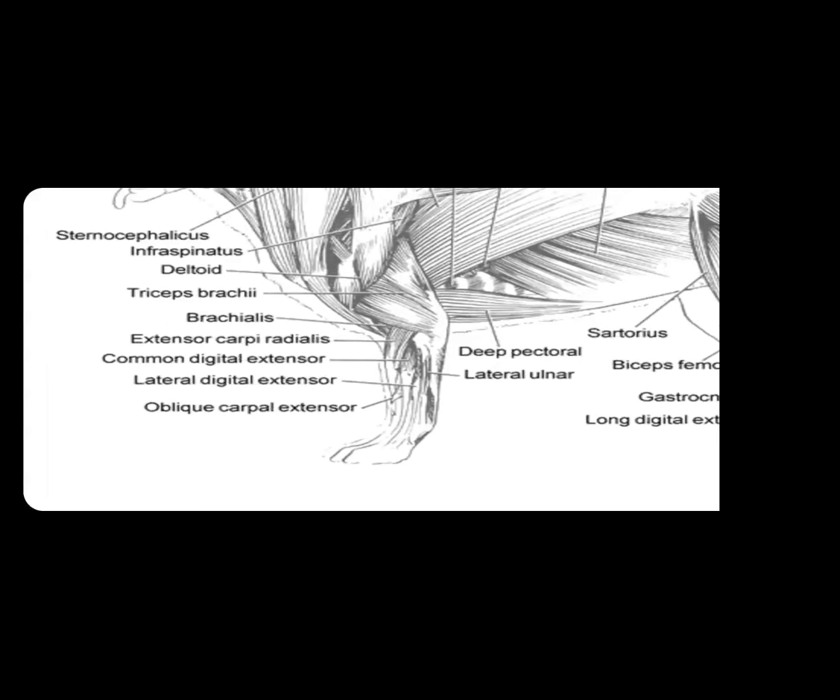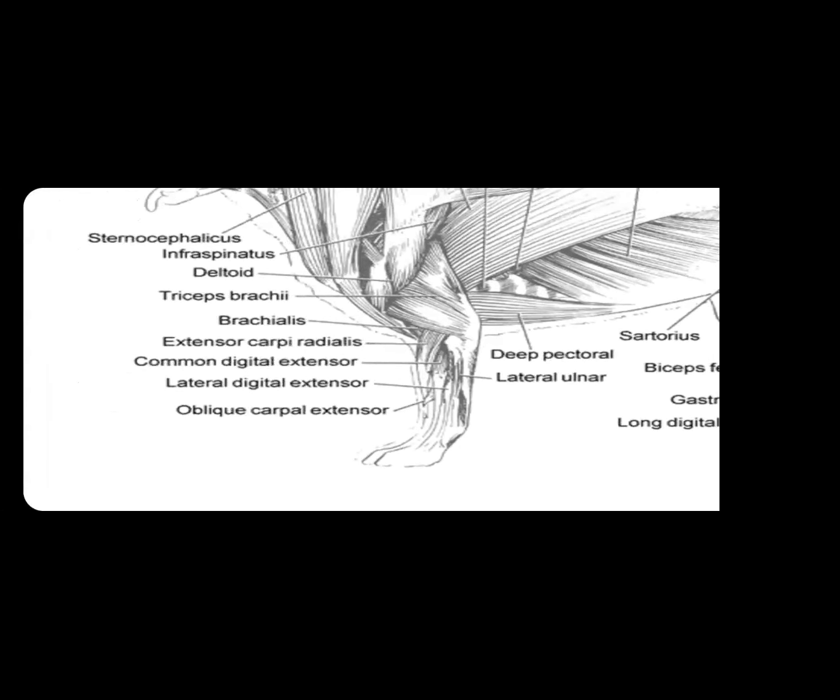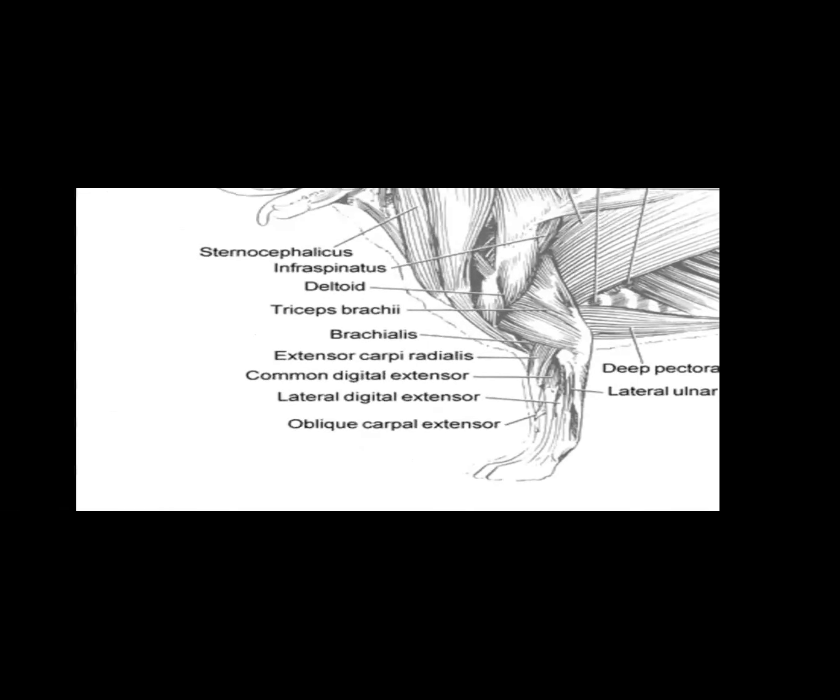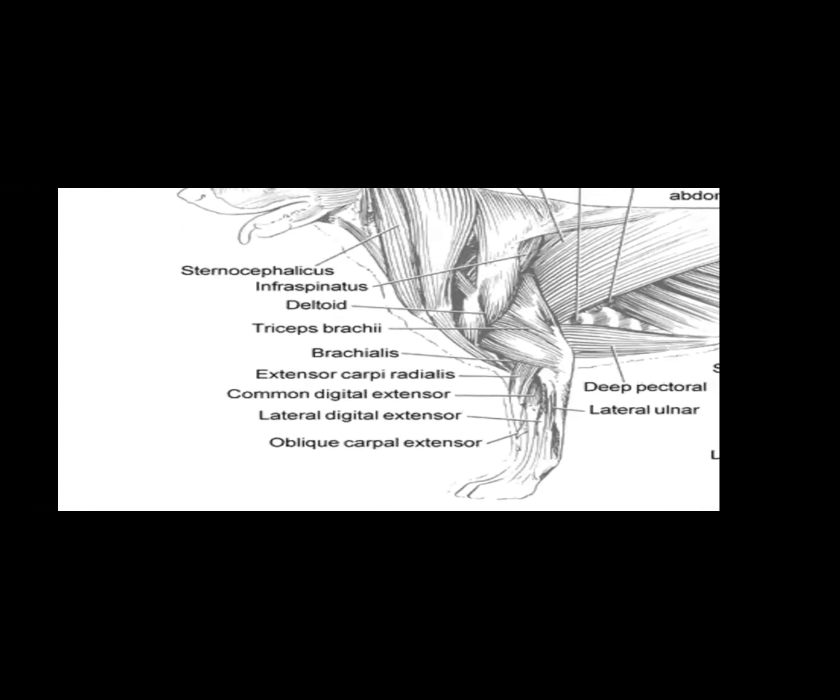Okay, so we've got deep pectoral muscles, lateral ulnar. I'll start now from the bottom here, where there's the feet. We've got the oblique carpal muscle, the lateral digital extensor, the common digital extensor. All these are helping the digits extend or relax and so forth. All the movements that are to do with the paws and the lower part of the hind leg are being mediated by this.